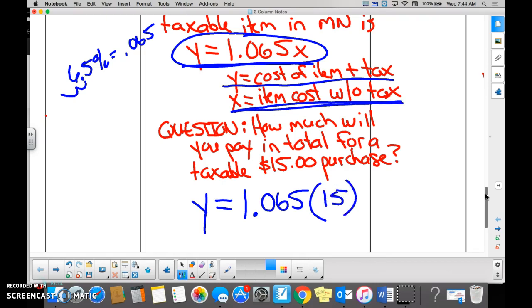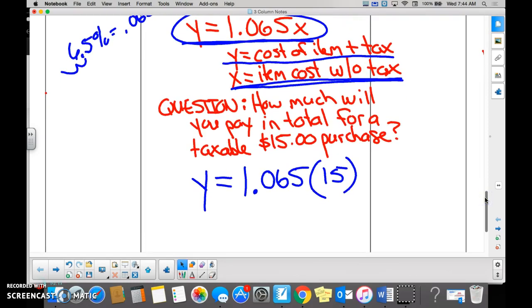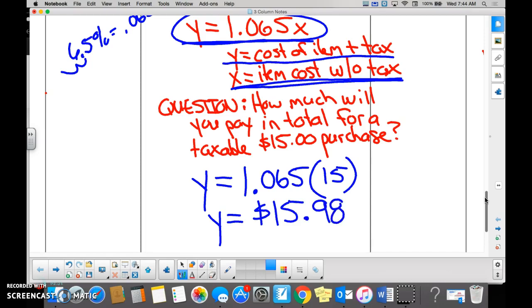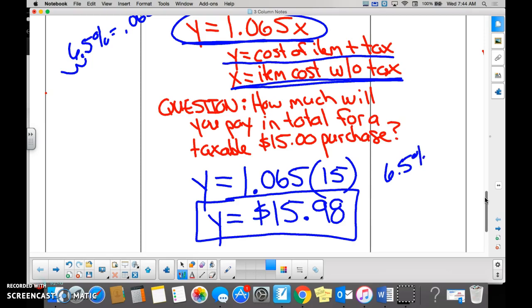So we've got y, your total cost, is 1.065 times 15. Punch that into your calculator, or punch that into the computer that's scanning at the store, and you're going to get a cost of $15.98. In total, and you can use your calculator to find this, you are paying 98 cents in tax because 6.5% of 15 is your 98 cents, which we added on.